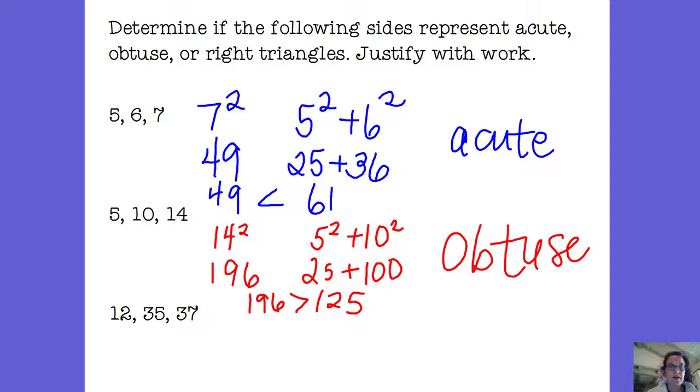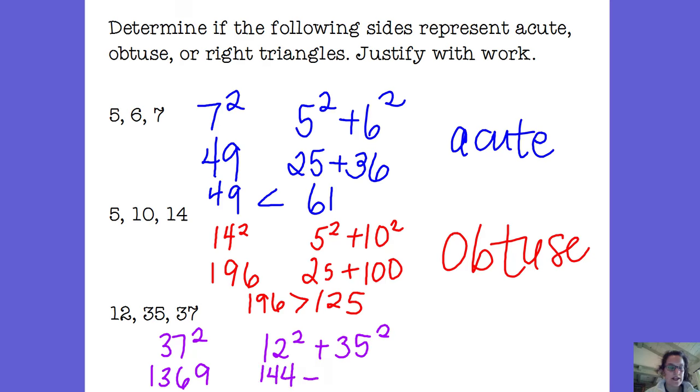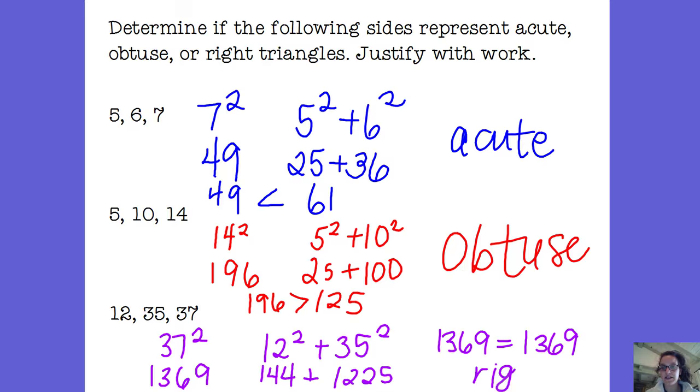And then finally, I'm going to compare 37 squared with 12 squared plus 35 squared. 37 squared is 1,369. 12 squared is 144. And 35 squared is 1,225. And then when you combine those, you get 1,369. So they're equal, which means c squared is equal to a squared plus b squared, so this is a right triangle.